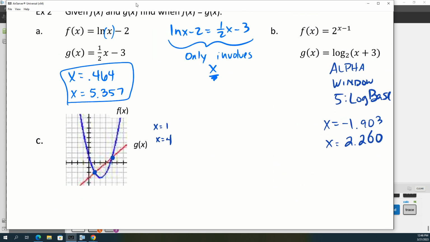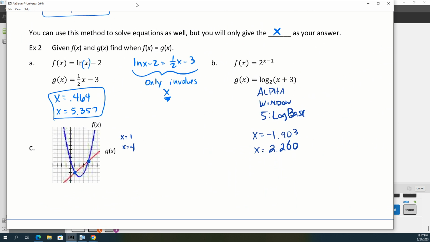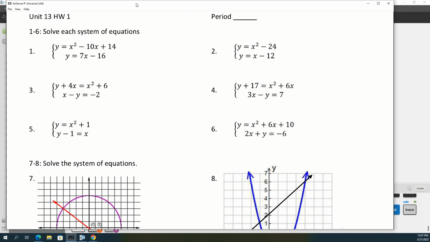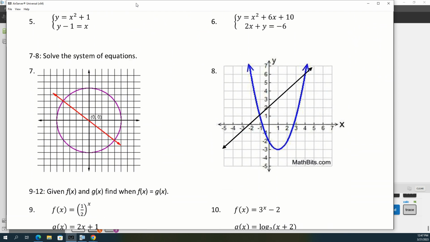All right, now I want to go through the directions on the homework just so you can make sure you do the right thing. So the homework is on the back. So 1 through 6 says to solve each system of equations. There should be a period there. Is that answer going to be an x and a y or just an x? If you're solving a system of equations. X and a y. Very good. So in all those, you give the x and the y, the ordered pair.